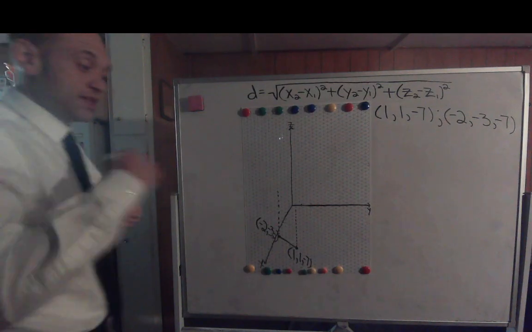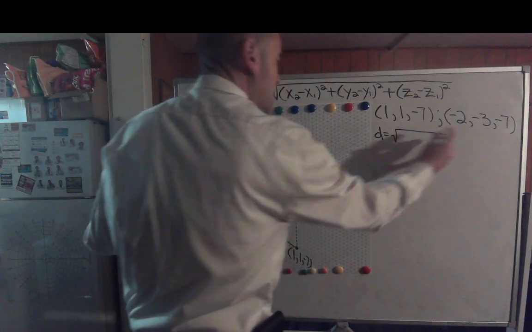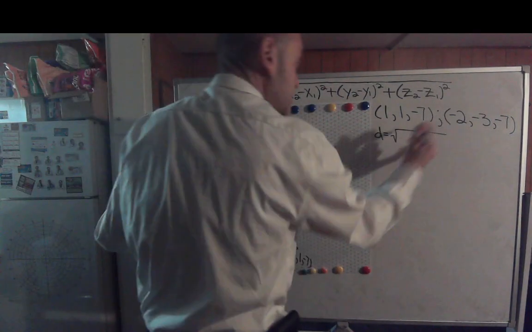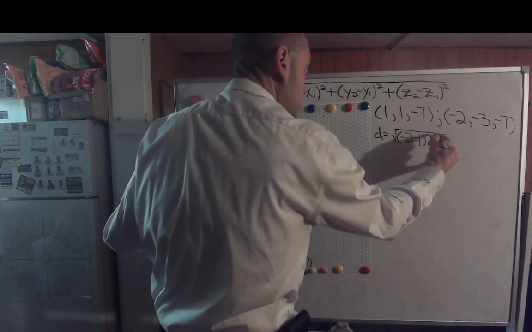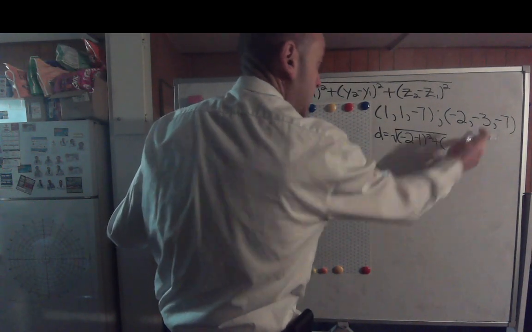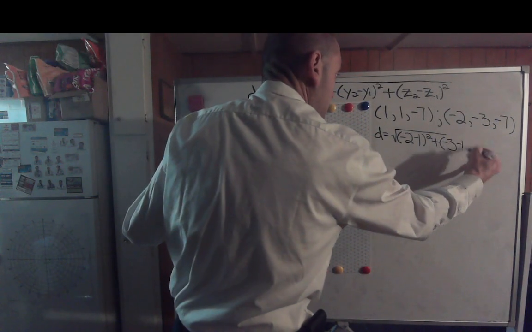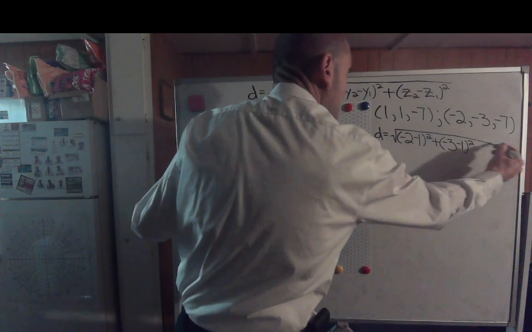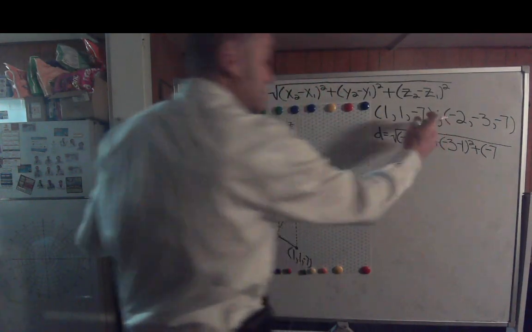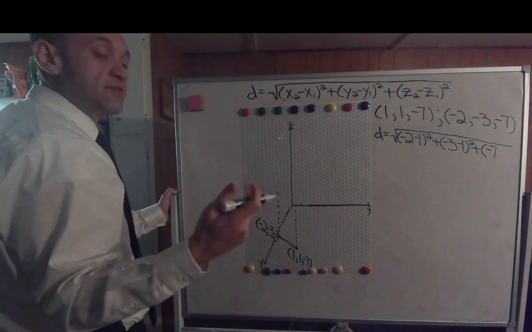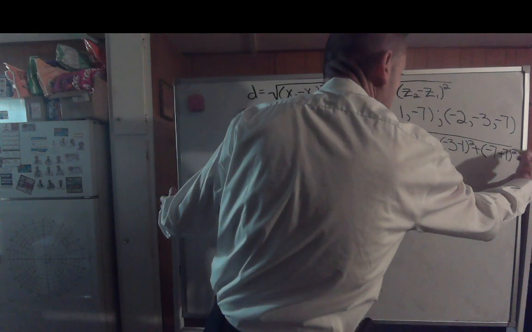Alright, so let's find the distance. So the distance then would be the square root of all this. Our x2 is negative 2 minus our x1 of 1, quantity squared, plus our y2 of negative 3 minus our y1 of 1, quantity squared, plus our z2 of negative 7 minus our z1 of negative 7. Well, negative 7 minus negative 7 turns into negative 7 plus 7, quantity squared.